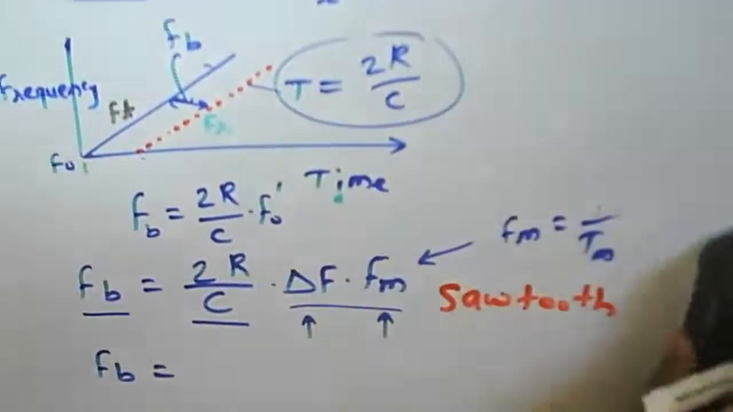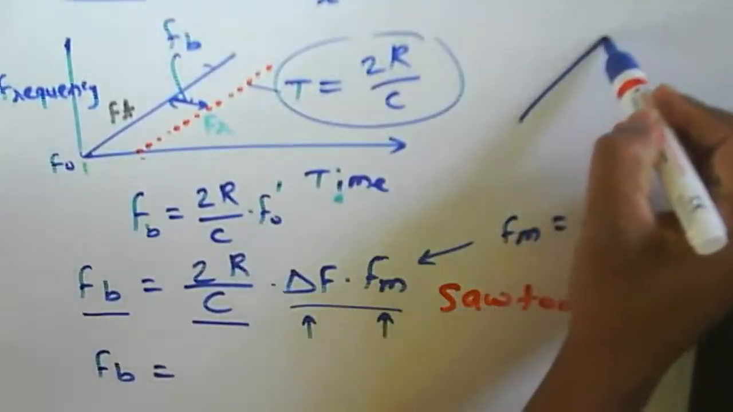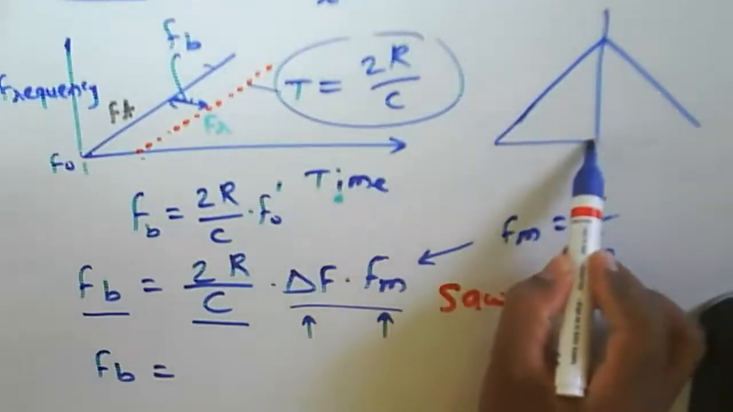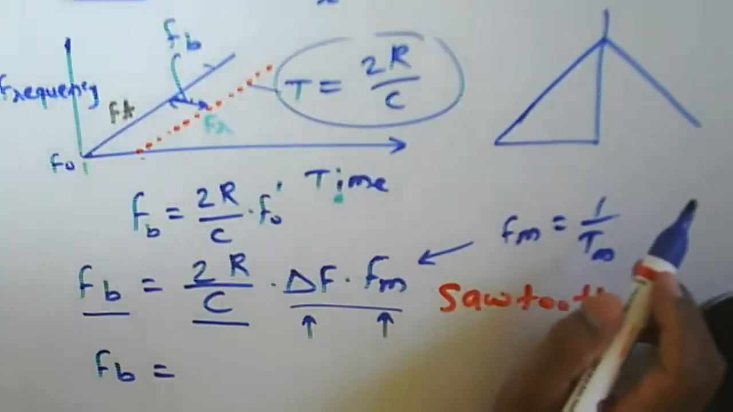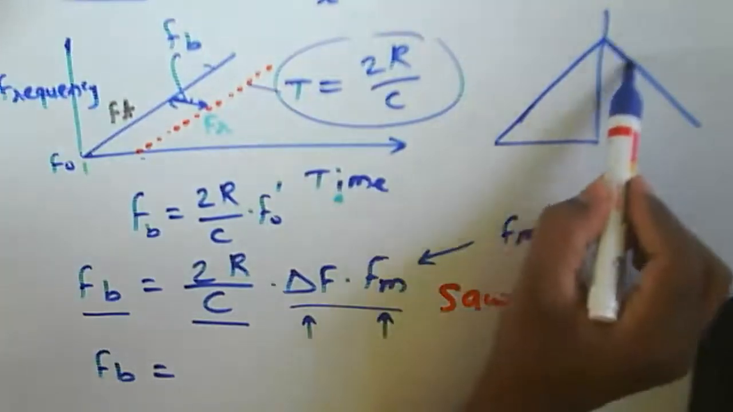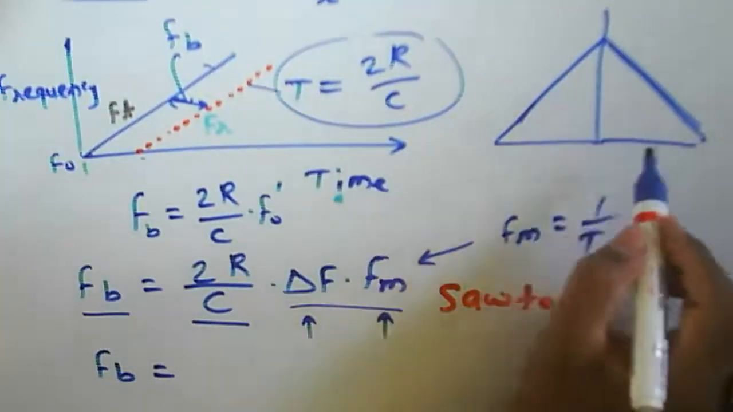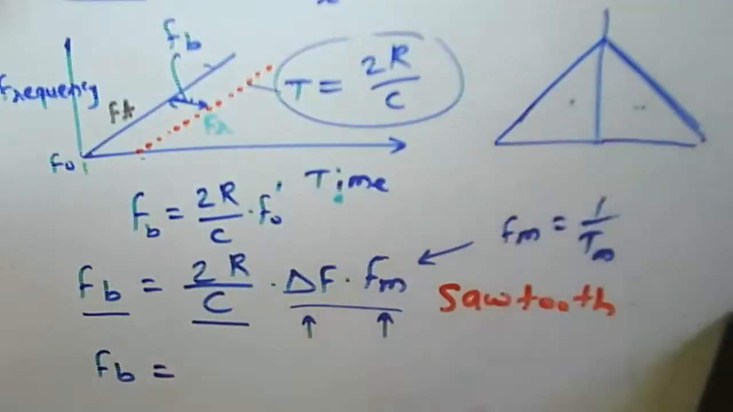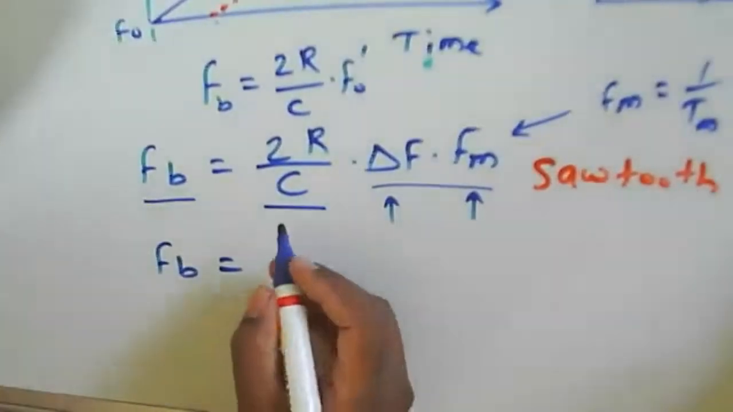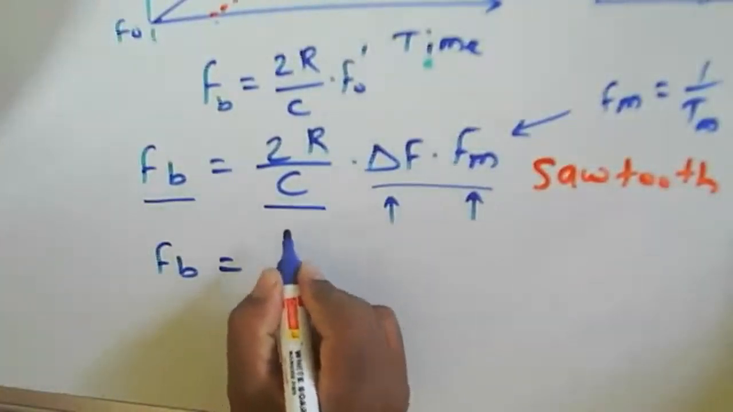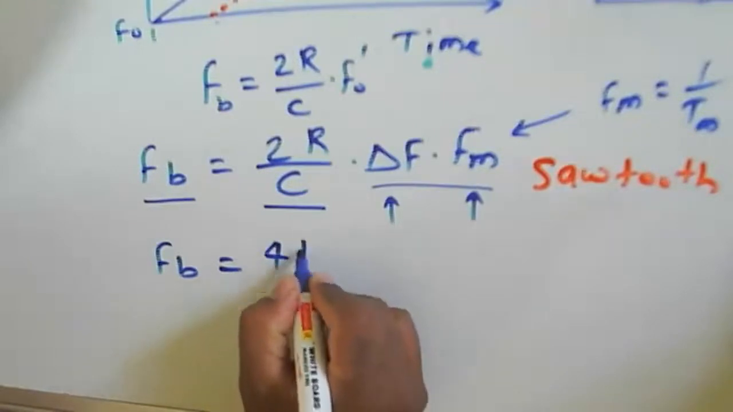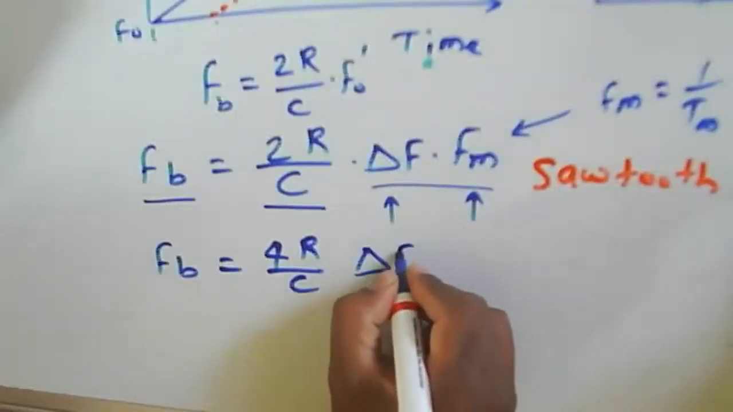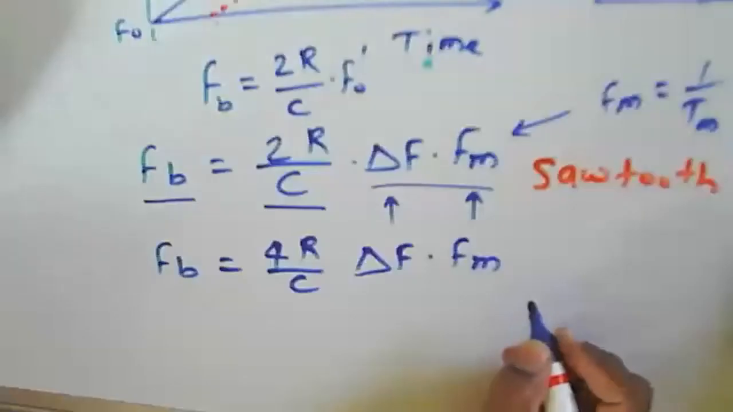But in the case of a triangular input, if you consider that this particular portion increases, that is the beat up, we can say up chirp, and this one is the beat down. So in that case, in this particular equation there will be a twice factor, an addition of this. That's why there will be a twice factor here. So instead of 2 here, we can write 4r by c, and then this one will be delta f, and one will be fm here.